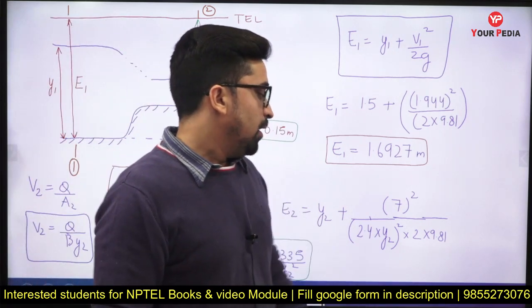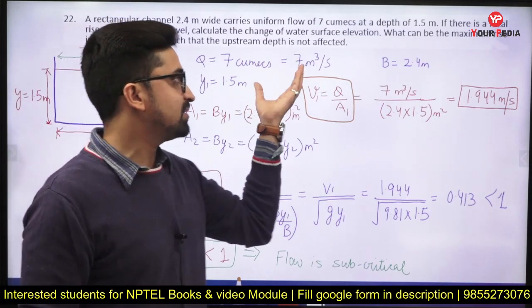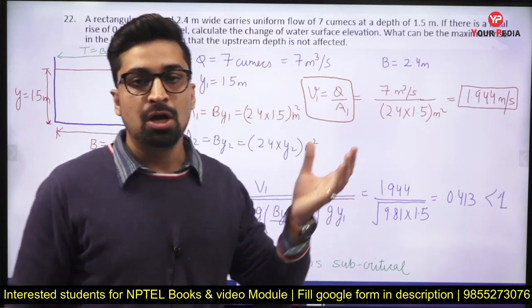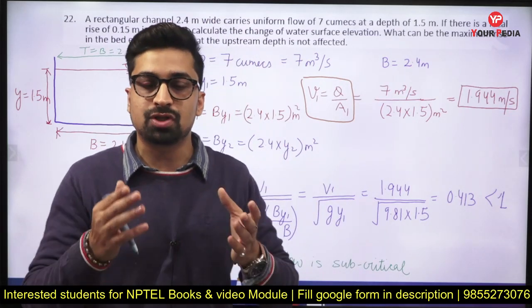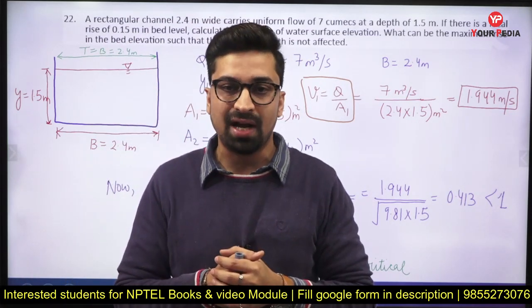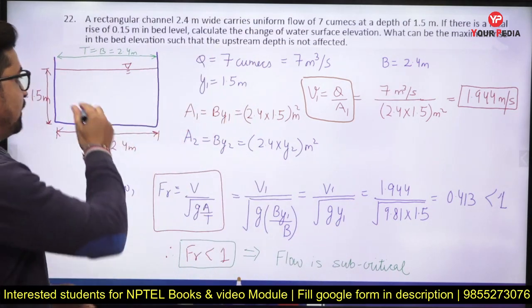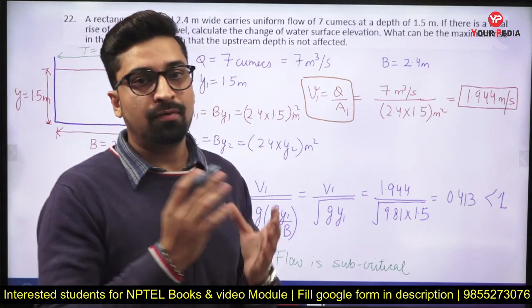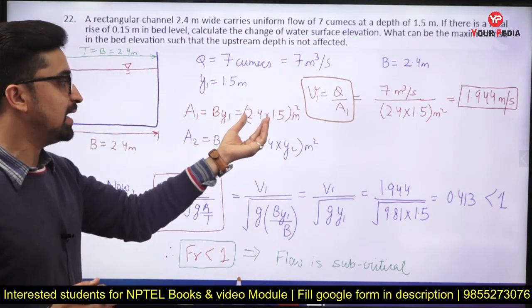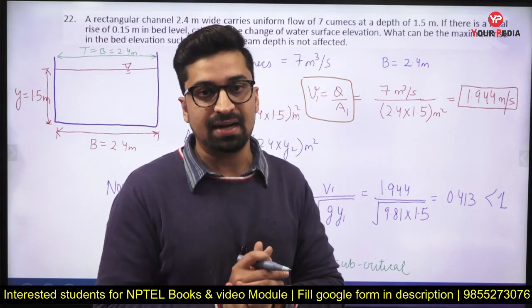Before starting this question, they have also given you the discharge, which is 7 meter cube per second. So we can easily calculate the velocity of flow, which will be equal to discharge upon area at section 1-1. The area at section 1-1 will be equal to b y1, basically depth into width. The width is 2.4 meters and the depth of flow is 1.5 meters, so this will be in meter square, the area at section 1-1.